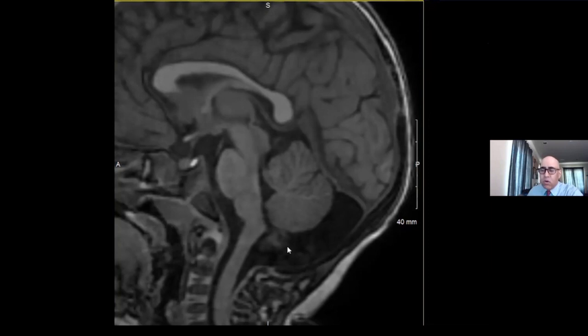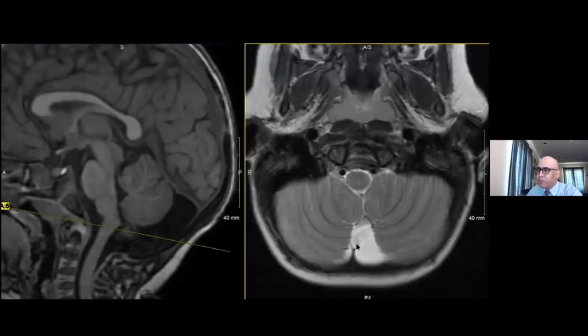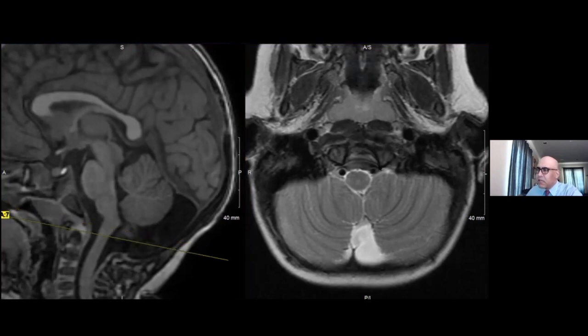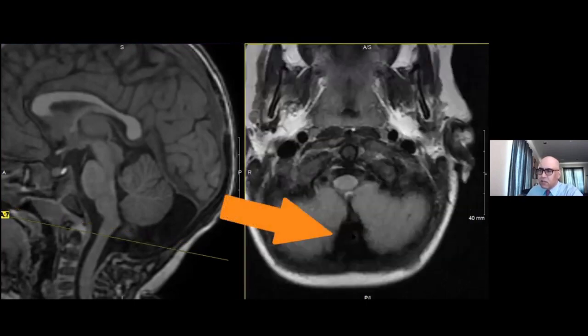So now we just have a little bit more CSF in the posterior cranial fossa. So let's evaluate it. If we look on the T2 weighted image, it's hyperintense. It's along the left aspect of the falx cerebelli here. The contents suppress on FLAIR imaging, so we know that it's not going to be proteinaceous fluid.